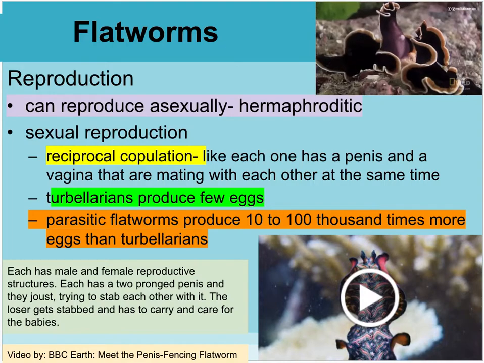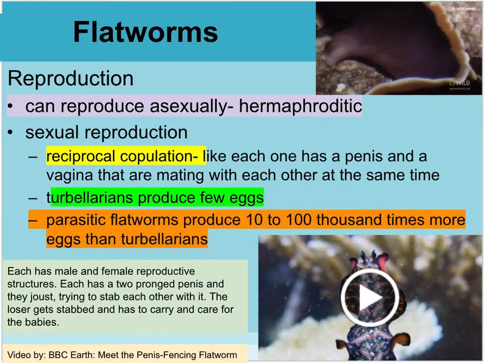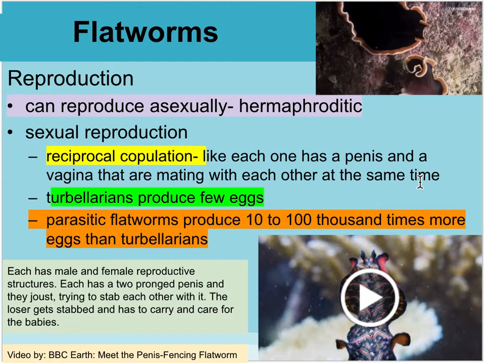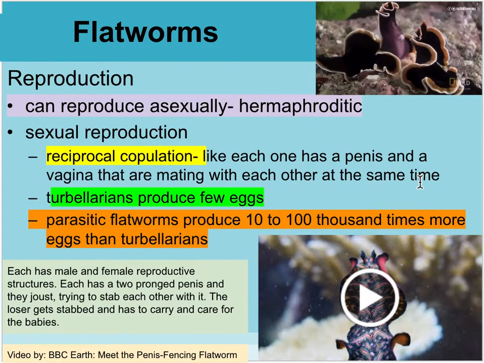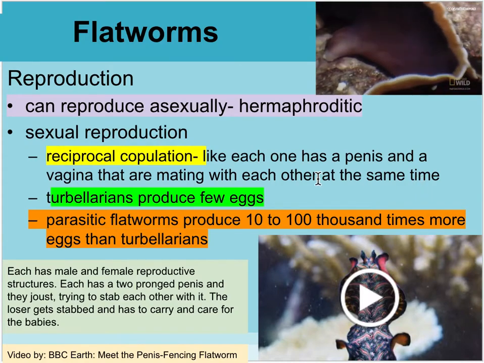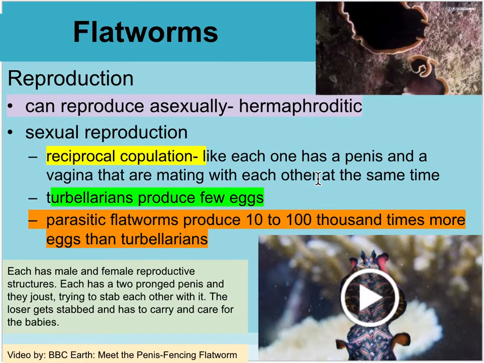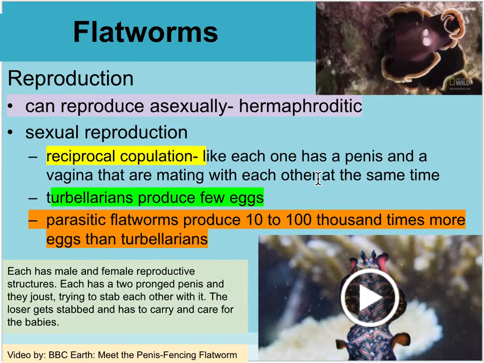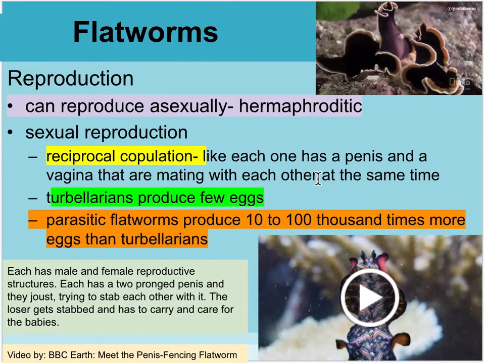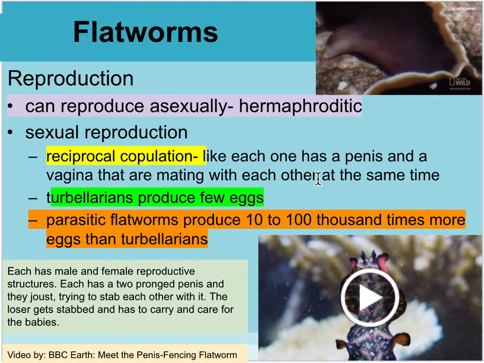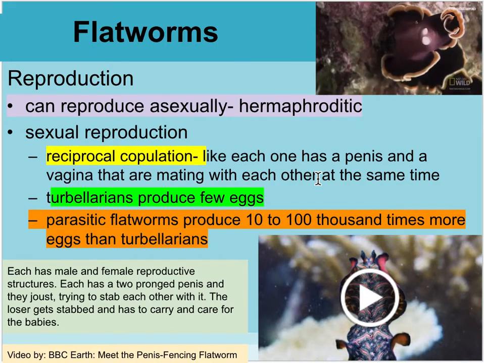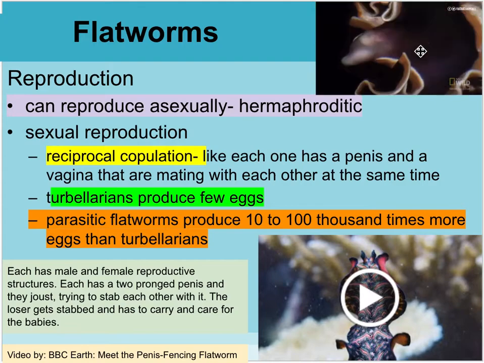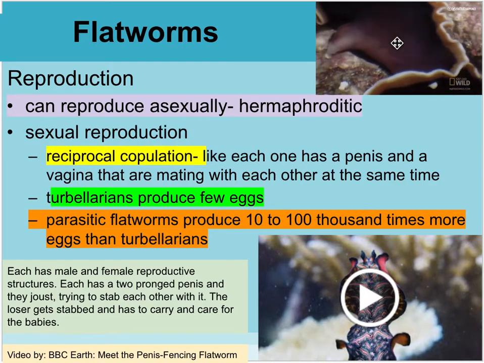So for reproduction, this is really, really crazy. They reproduce asexually, and they're hermaphroditic when they have sexual reproduction. Okay, this is the crazy part. Both of them have a penis and a vagina for mating with each other at the same time. Crazy. Their penis is like a sword and it has two prongs to it.